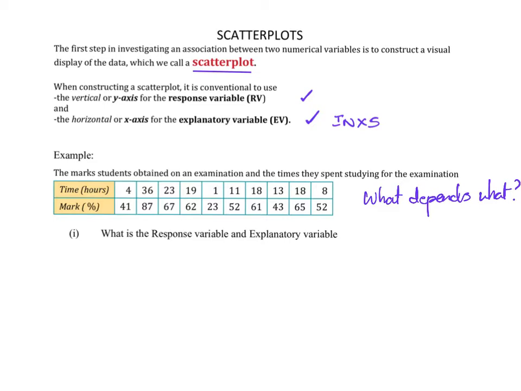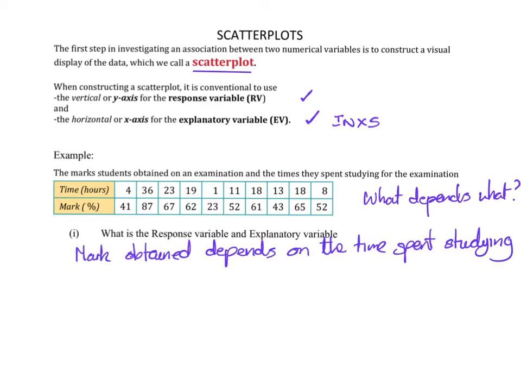Does the time you spend studying depend on the mark you get? Or does the mark you get depend on the amount of time you spent studying? This is very obvious. The mark that you get depends on the time you spend studying. So therefore, mark will be your dependent or your response variable, and time spent studying will be your independent or your explanatory variable.